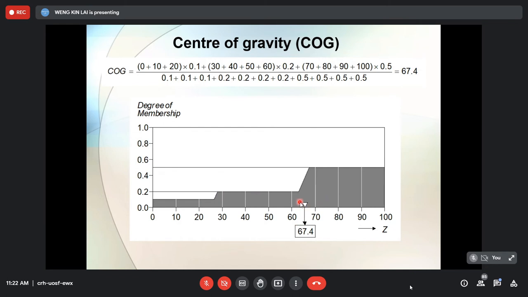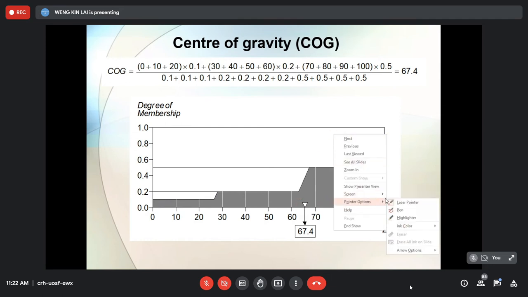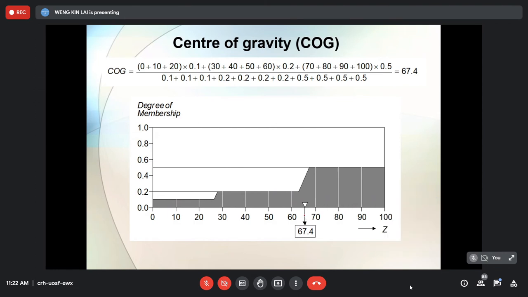Now, for those of you who are interested, how do I know my answer is correct? What's the heuristic for doing that? As a simple and quick check, look at the area on the left hand side versus the right hand side.